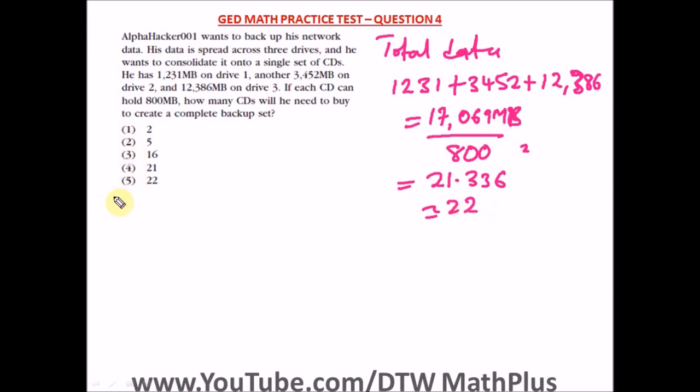And you can see from our options here, option 4 is saying 21. If he buys 21 CDs, he is not going to create a complete backup set.